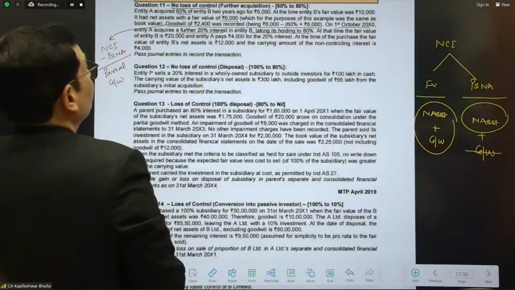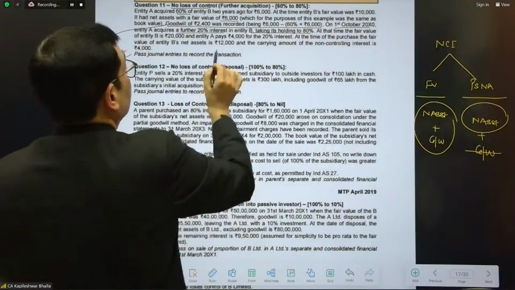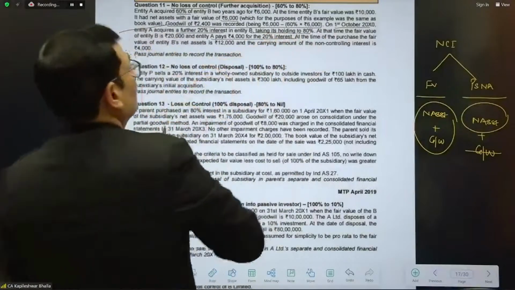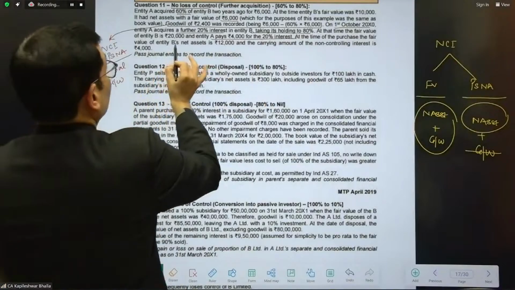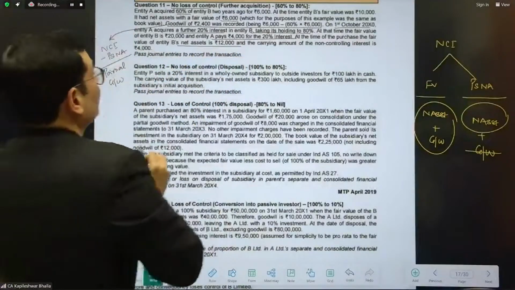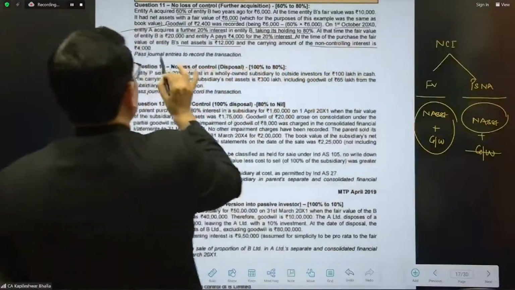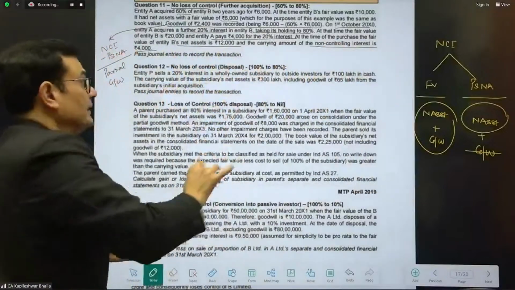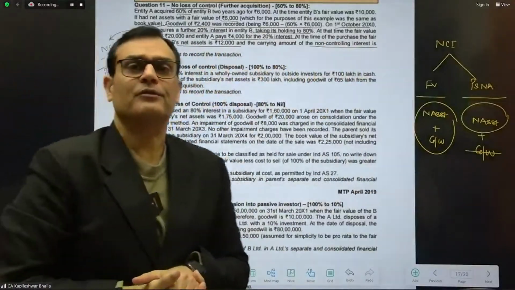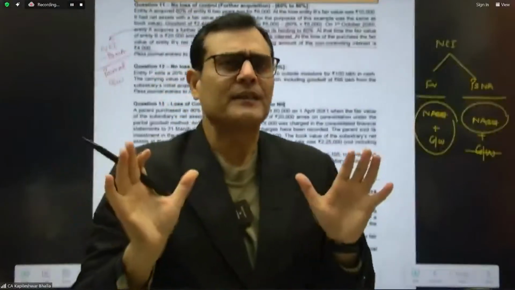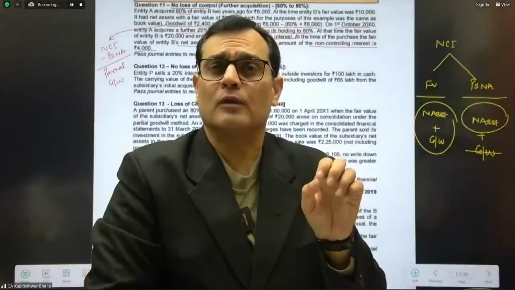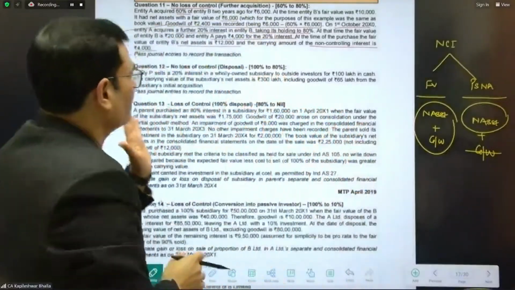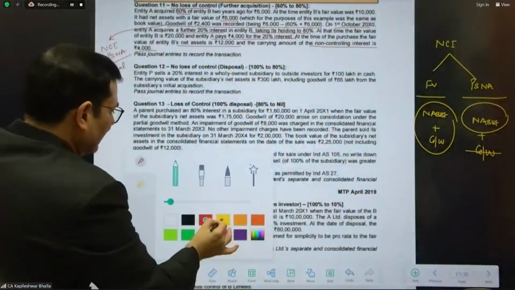And at that time, the fair value of B is 20,000 and A pays 4,000 for a 20% interest. At the time of purchase, the fair value of the net assets is given and the carrying amount of the NCI is 4,000 on that date. We need the entries to record the transaction. Now, one thing is pretty clear. It's a movement from 60 to 80, which means there is a further acquisition and the control continues. So in this particular case, let's put an entry.